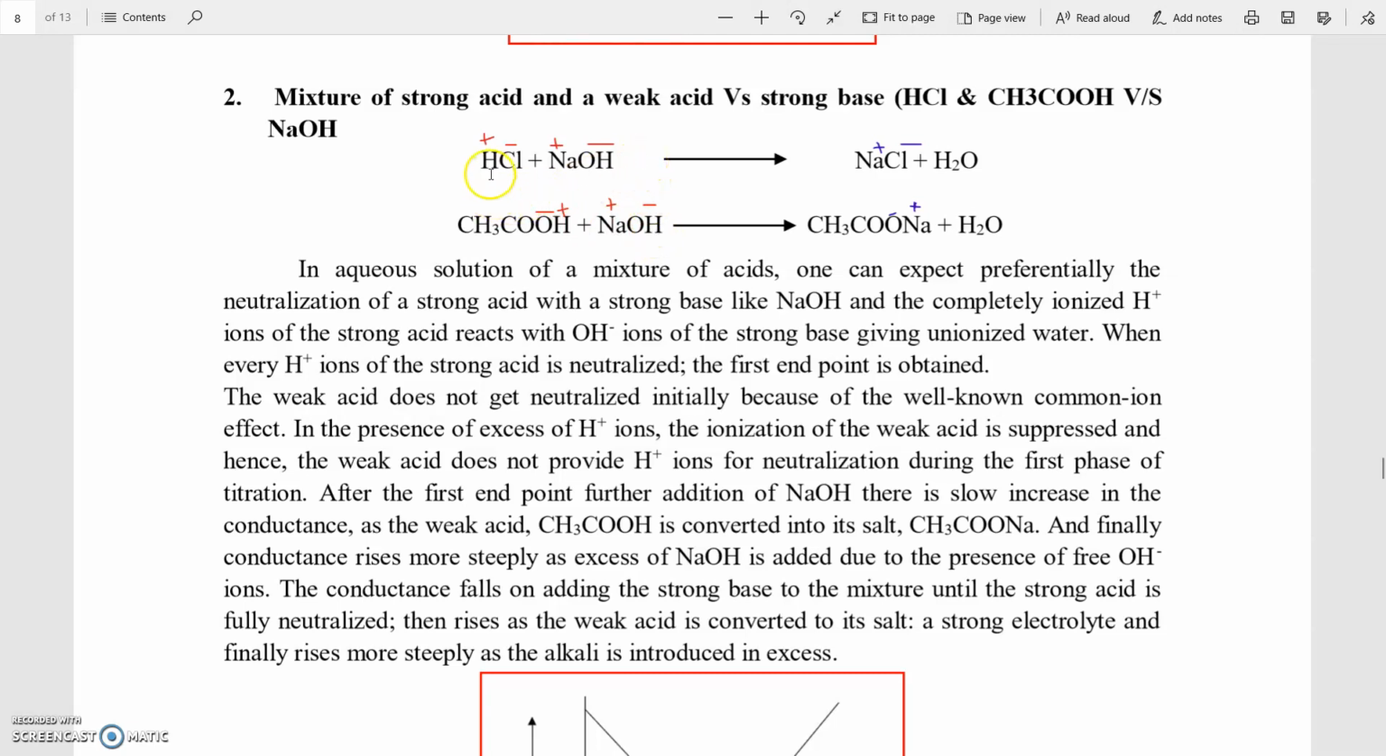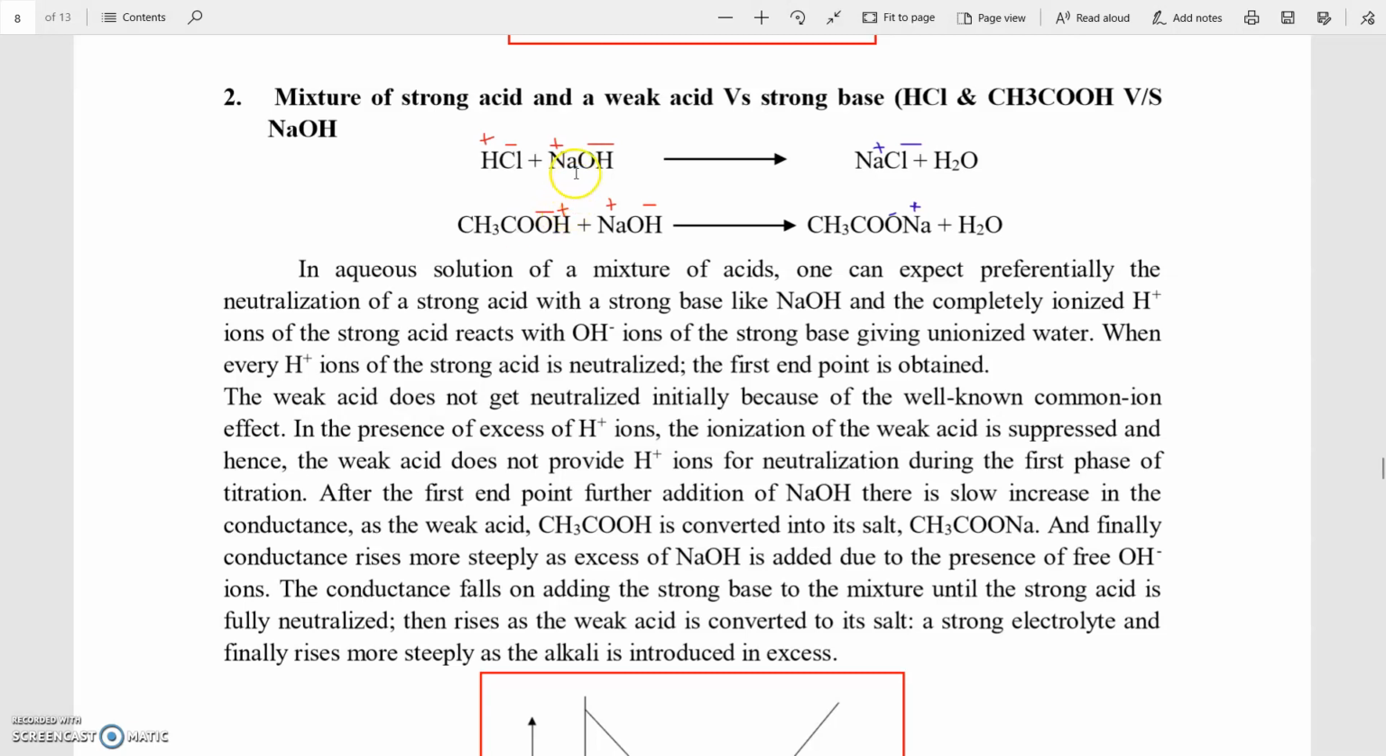In the mixture of HCl and acetic acid, HCl is a strong acid because it dissociates completely, and acetic acid dissociates partially. The acid mixture is taken in the beaker, the conductivity cell is initially dipped in it, and we note down the first conductance of the acid mixture. Then we add the NaOH.